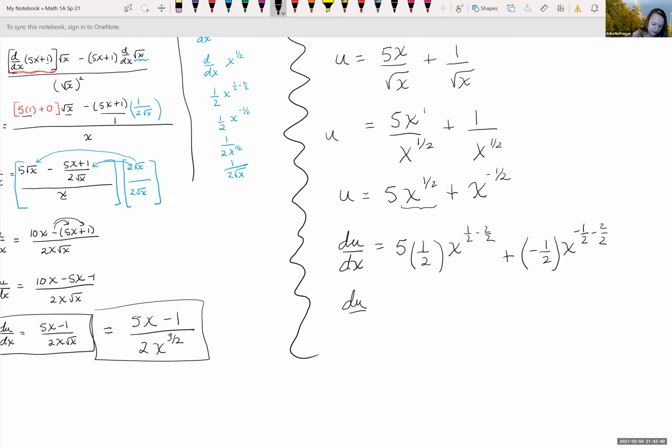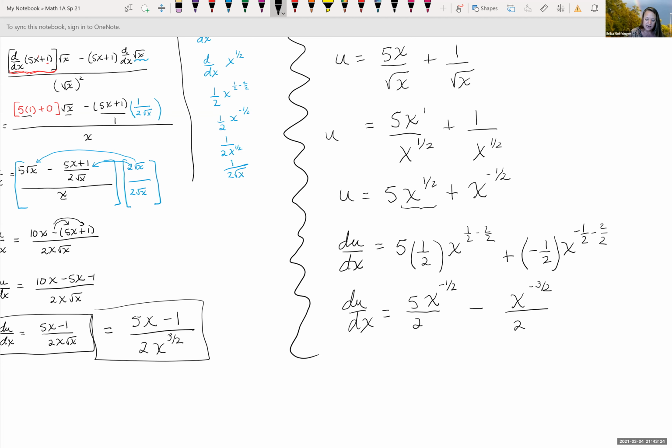So we get du dx is equal to, well, this is 5 times 1/2, which is 5/2, x to the 1/2 minus 1, which is x to the negative 1/2, plus a negative, so minus, and this would be x to the negative 3/2 all over 2. It doesn't quite look like what we have right there, but we could rewrite this so that it does.